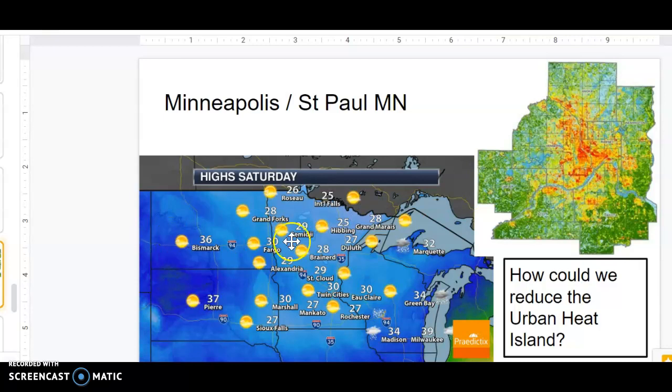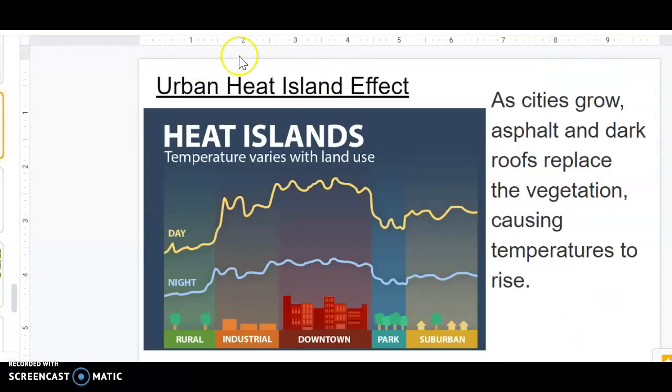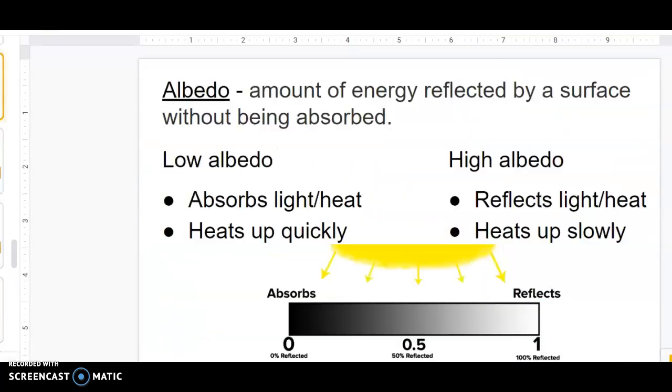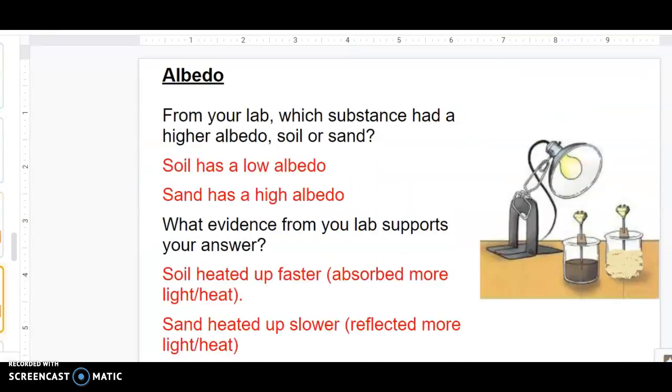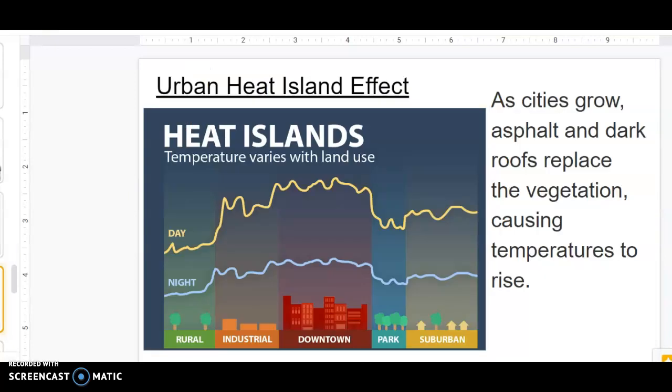So that's what we've got for notes. But make sure that you have all the things that you need for notes. You need this urban heat island part, and you need to have things with the albedo effect, and you need to make sure that you also have your lab done.